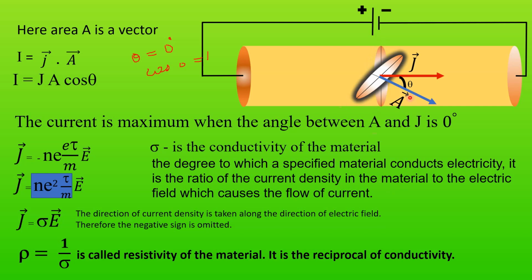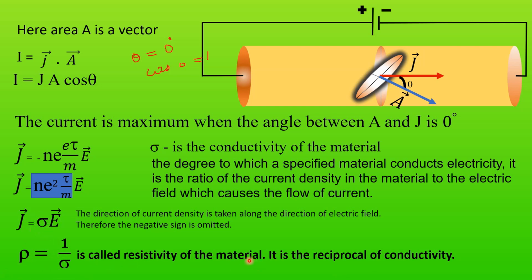So here the current density is along this direction and the electric field is also along this direction, so they are both acting along the same direction. So when we compare j and e, the negative sign can be omitted because they are acting along the same direction. And rho is equal to 1 by sigma, called the resistivity of the material, which is the reciprocal of conductivity.